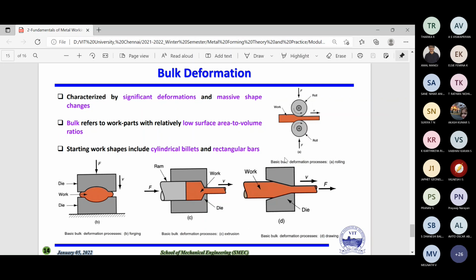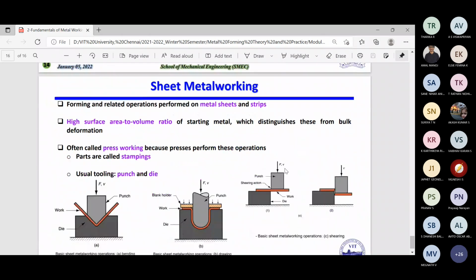Similarly you have drawing. You can see the workpiece is like this and the die is like this, so you are just drawing. You are applying the force from here, stretching or pulling the material. These are known as bulk deformation, and we have a separate module for this, so we will go one by one. And the next one is sheet metalworking.